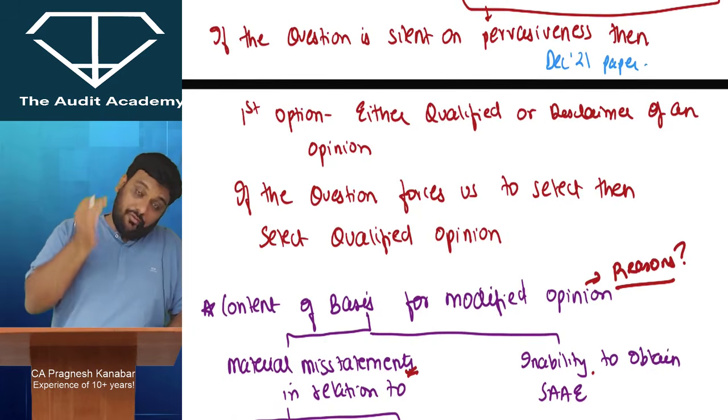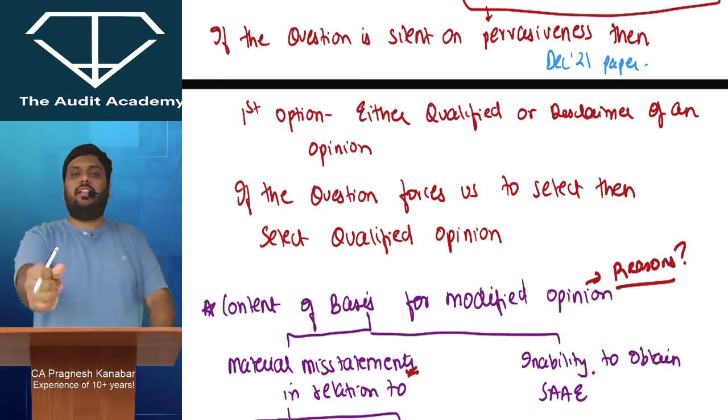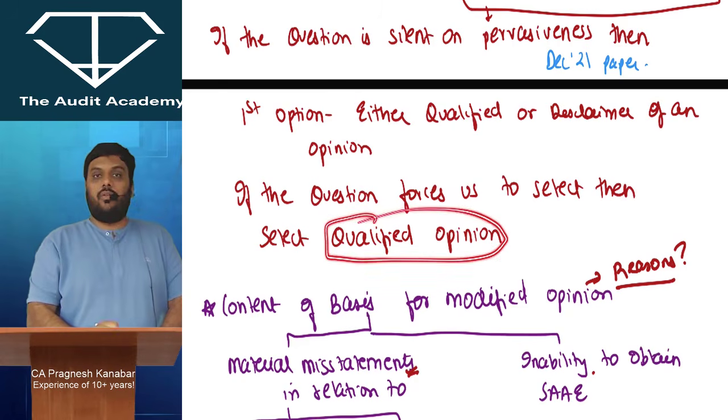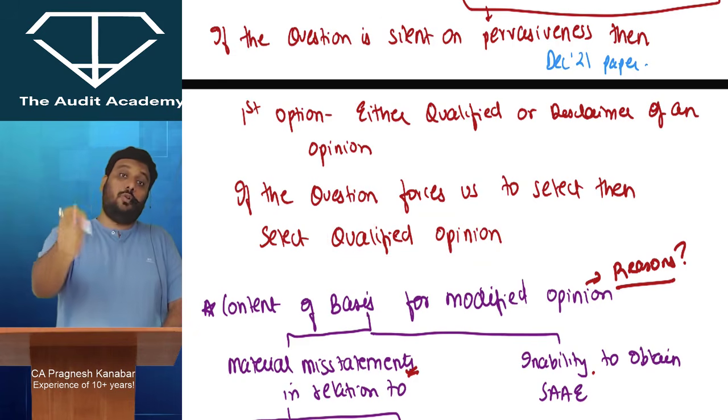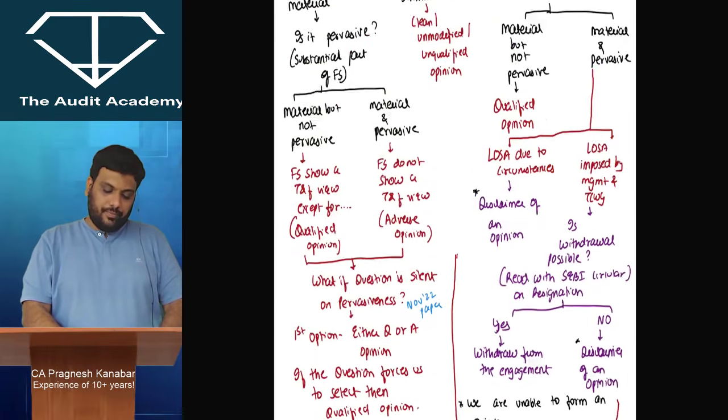However, if the question forces us to select, then you will settle down with a qualified opinion, and you can check in the December 21 suggested answers that they had settled with a qualified opinion over there, because the question wanted you to choose one opinion. I hope I've made myself very, very clear.